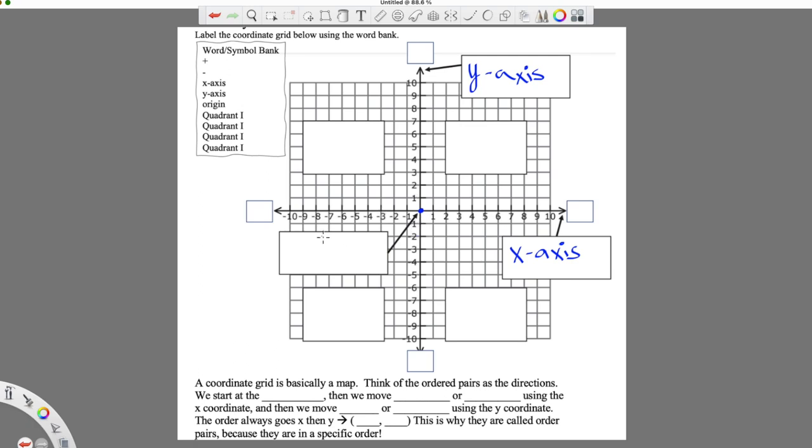What we call this middle point here is the origin. I don't necessarily want to say starting point, but it is where we start when we're doing coordinates, when we start to actually graph them. That's always where we begin.